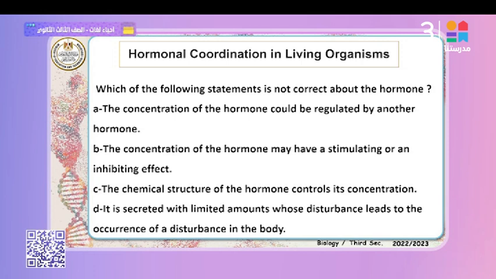D, it's secreted in a limited amount, whose disturbances lead to disturbances in the body. That's right. Any increase or decrease in hormones causes disturbances. It's secreted in a very little amount, per thousand milligrams. Any increase or decrease causes hypo or hypersecretion beyond the normal limit, which causes disturbances. So the best answer is C.